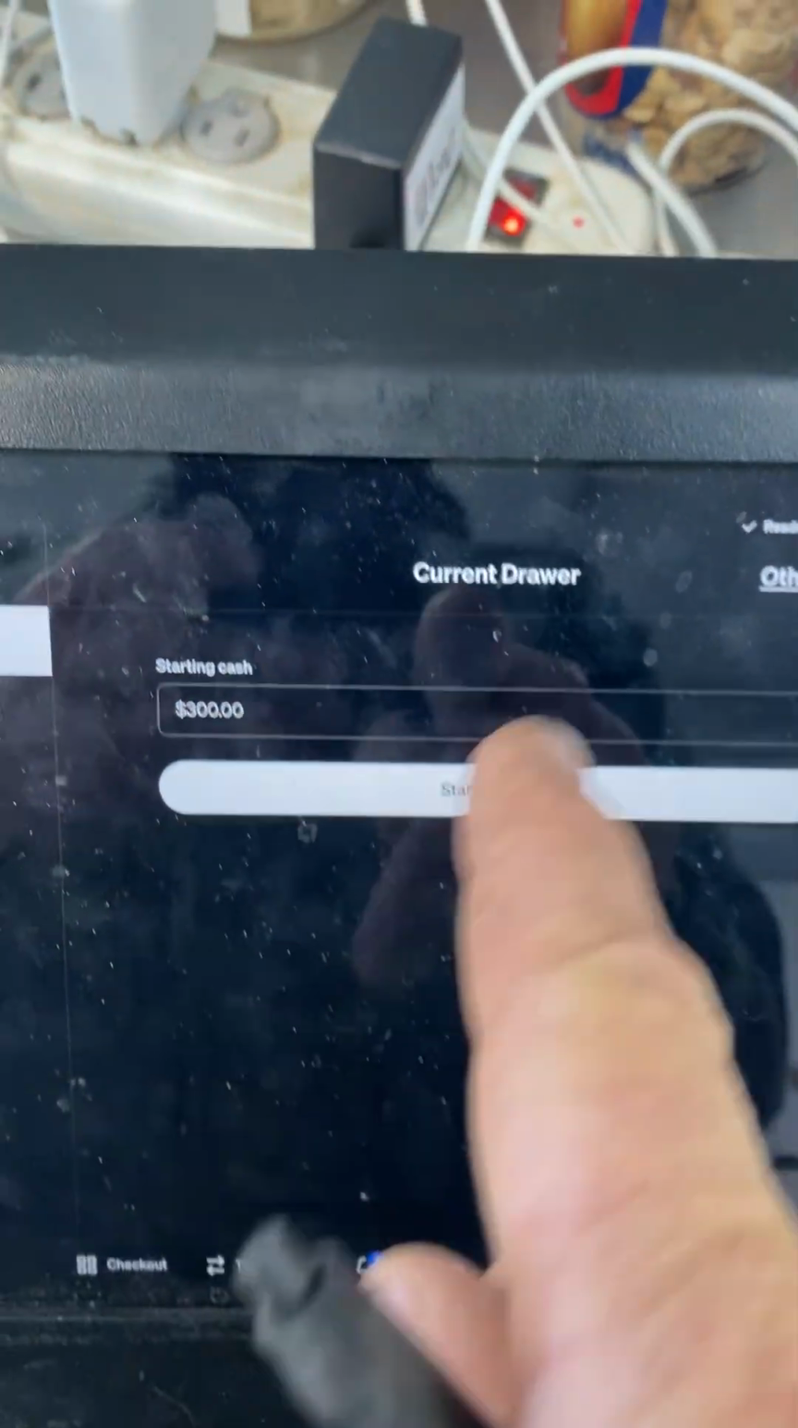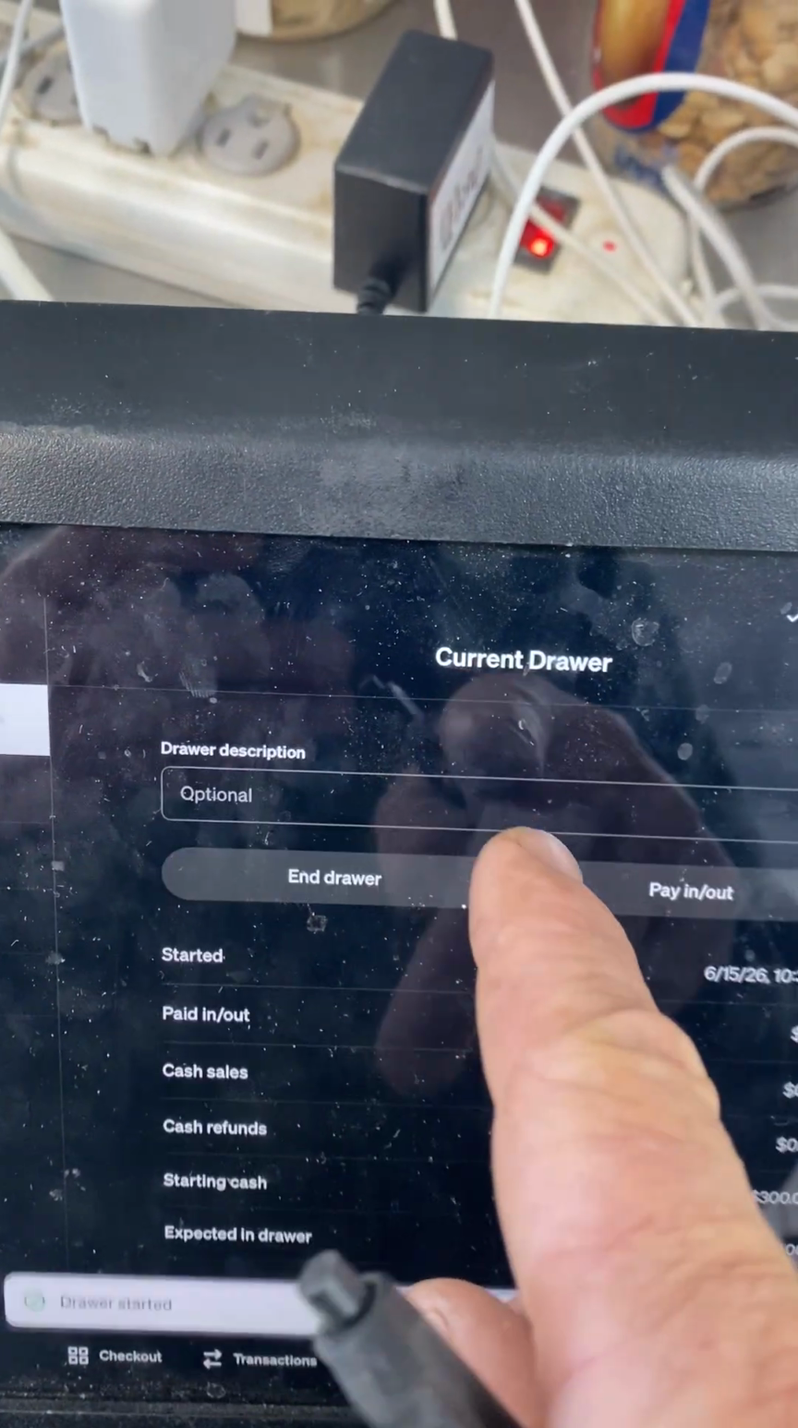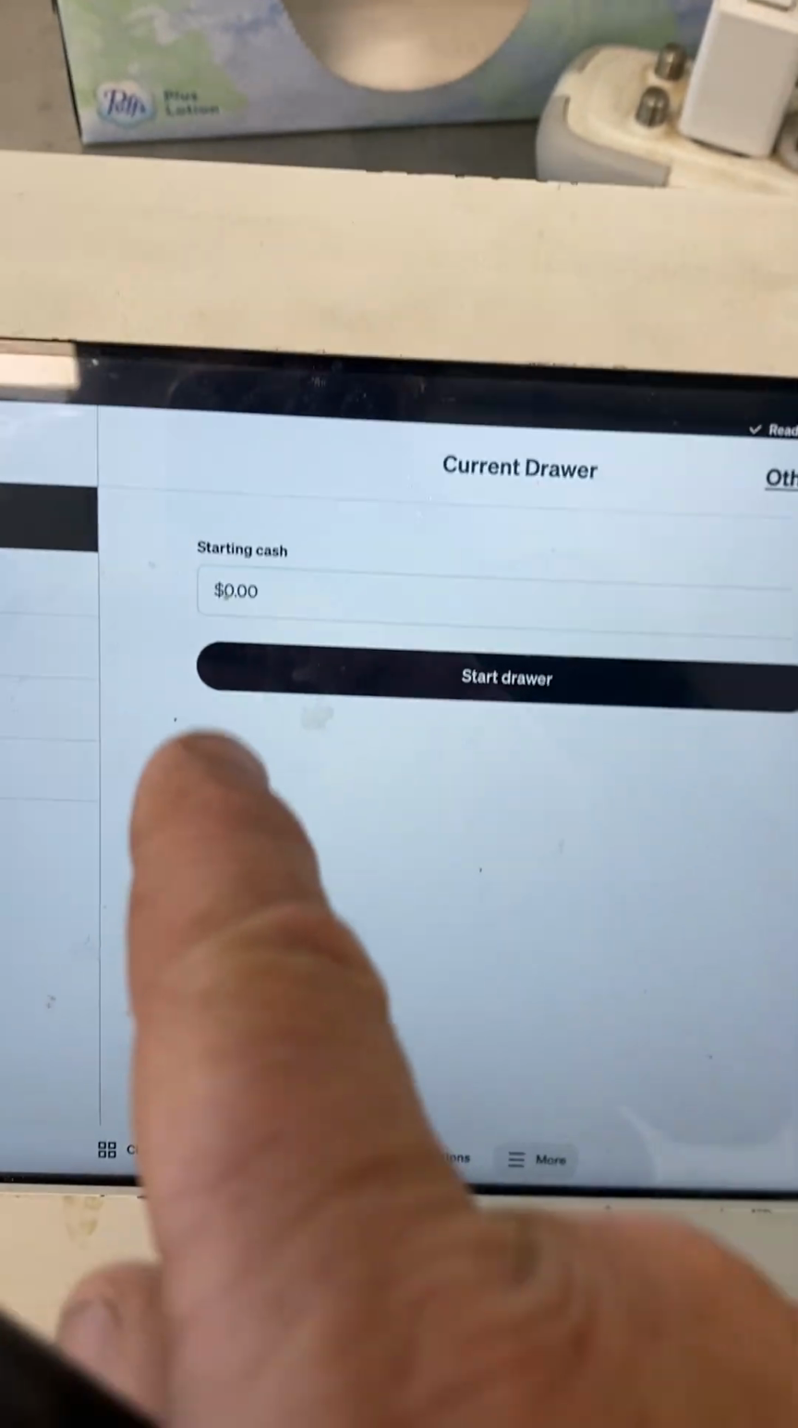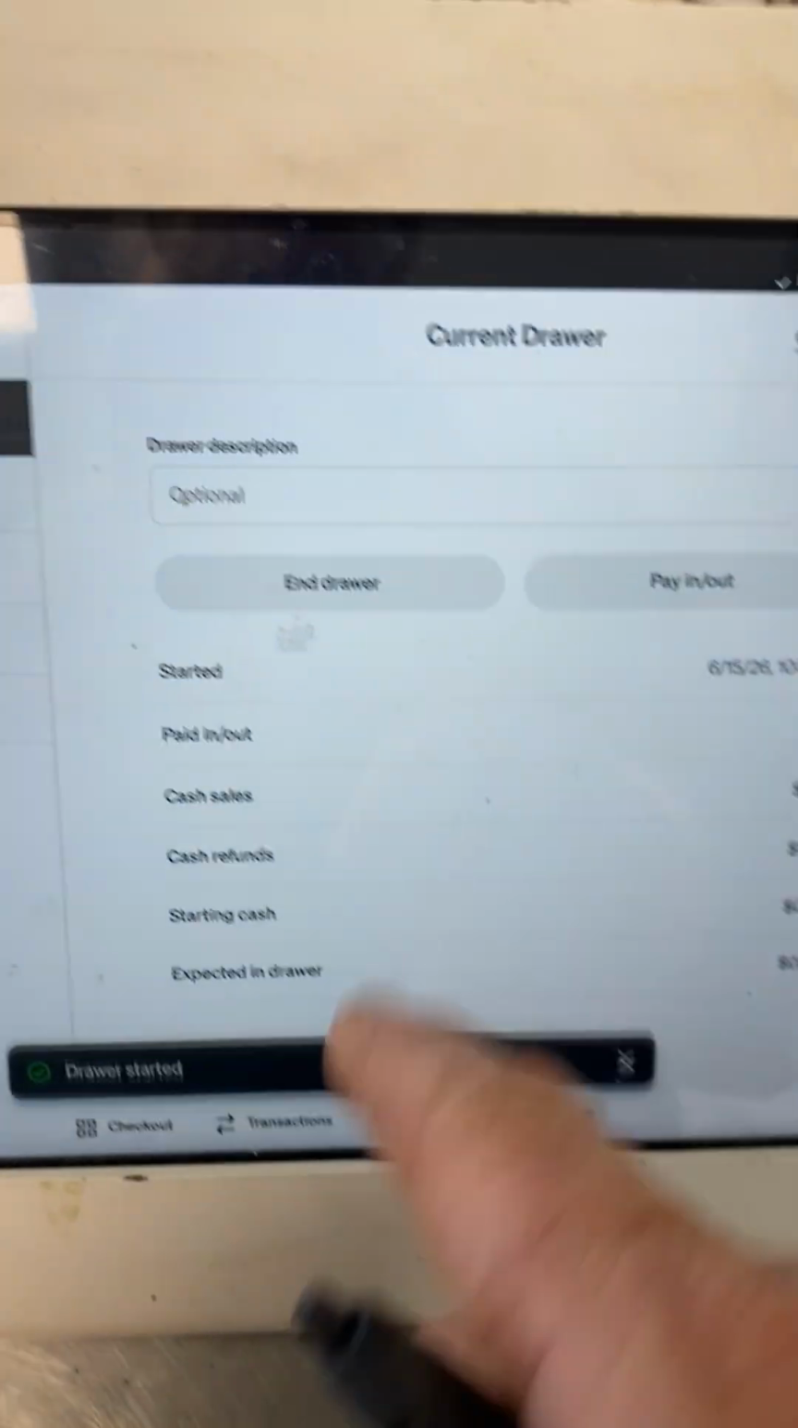And then, in order to be ready for the next market, that end current drawer says starting cash 300. I'm gonna hit start. Let that fire up. This one starting cash says 0. Start drawer. Now the drawer is open and you're able to function with these iPads on a new fresh drawer at the farmer's market. Third and final video coming up is how I set up the cash till to put it back in the yellow box so that it's ready for next market.